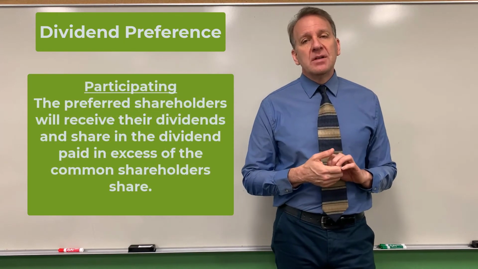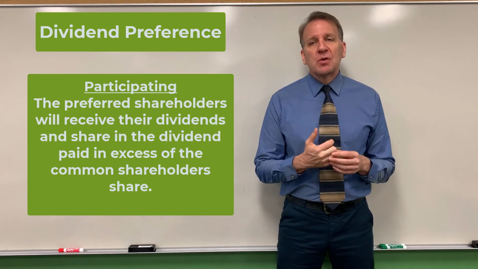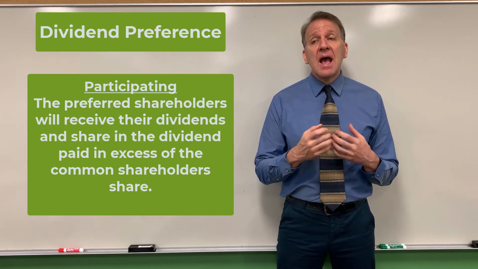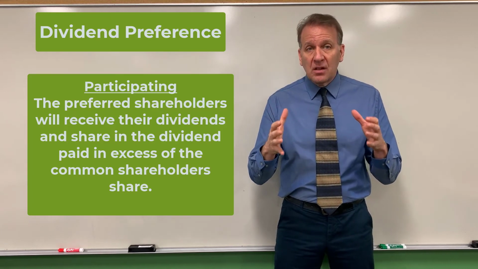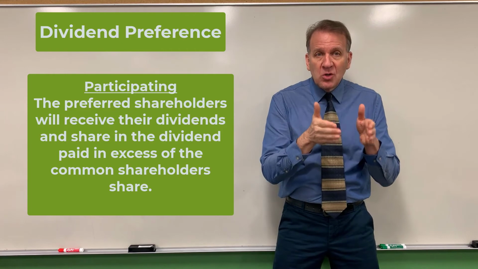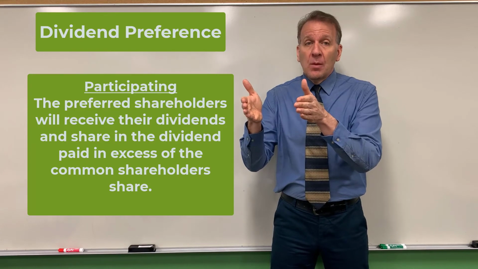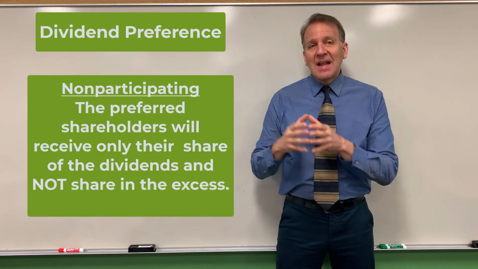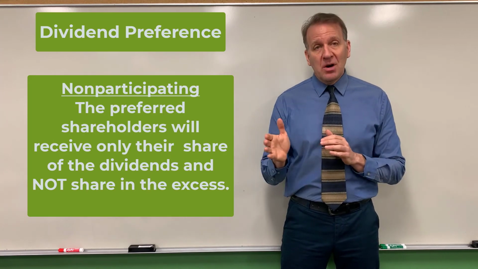All right. Another preference is participating. Participating preferred stock allows those preferred shareholders to receive their dividend and then a share of the dividend in excess of the common shareholders. So if the business declares a really big dividend, then the preferred shareholders will get their part, the common shareholders will get their part, and then if this is participating, whatever's left over, the preferred shareholders will get a portion of that. If it's non-participating, that excess amount will only go to the common shareholders. So that's the difference between participating and non-participating.